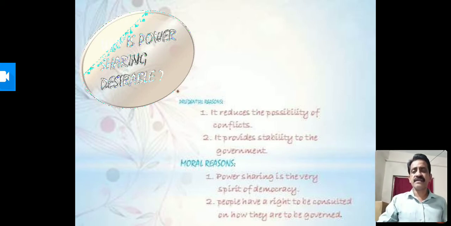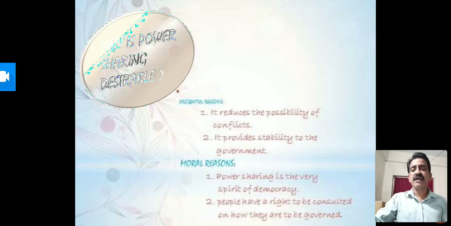So there are two reasons of power sharing. Why is power sharing desirable? There are two reasons basically, prudential reasons and moral reasons. So what are prudential reasons? It reduces the possibility of conflicts. I mean to say that if power is shared, conflicts will reduce. Second point, it provides stability to the government. These are the prudential reasons.